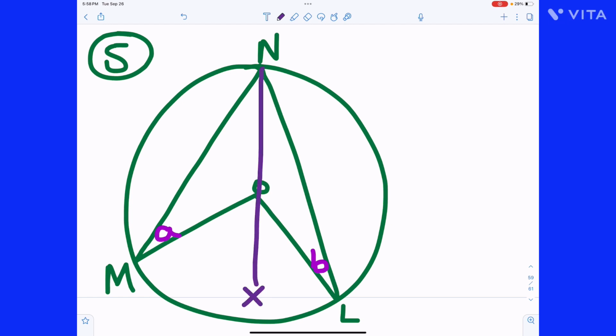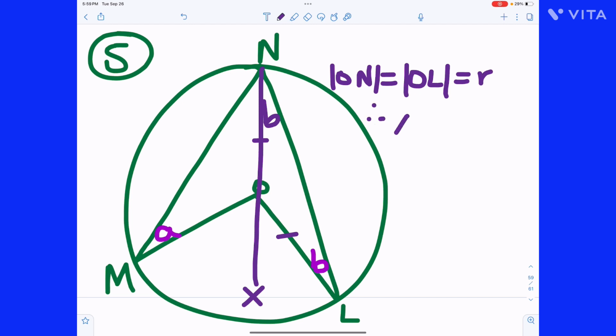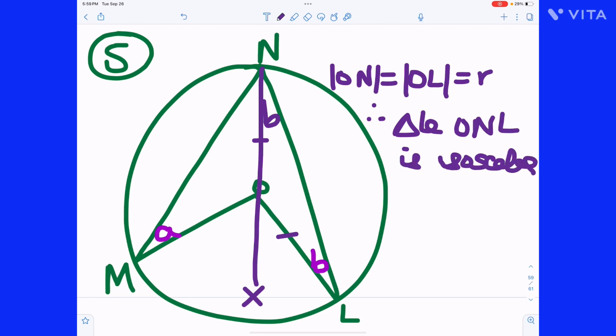Now if you look at my diagram very well, OM and ON are radii. ON is the same thing as OL, which is also a radius. So therefore triangle ONL is what? Isosceles. Do you understand that?